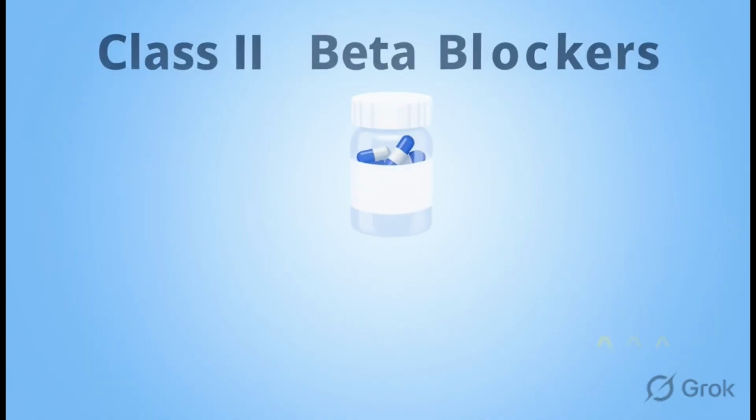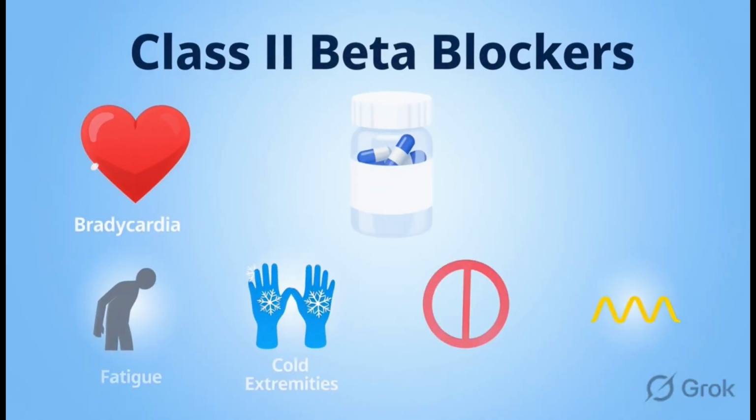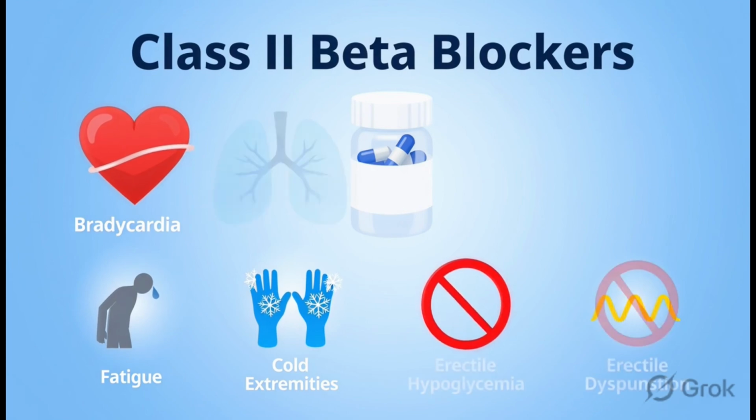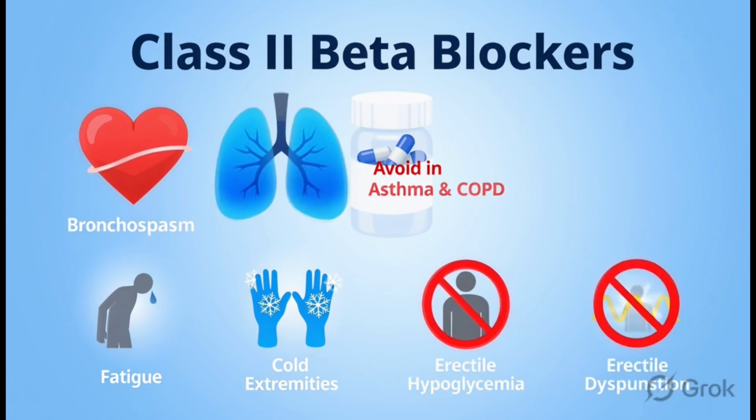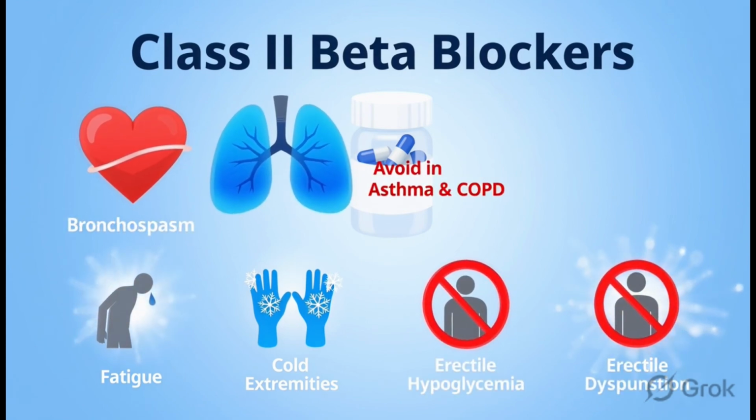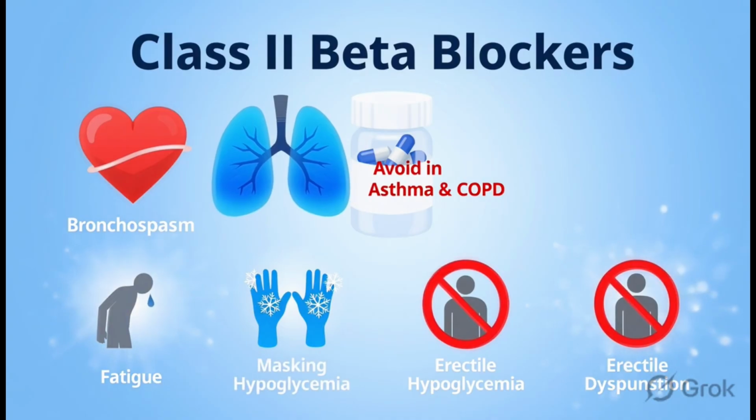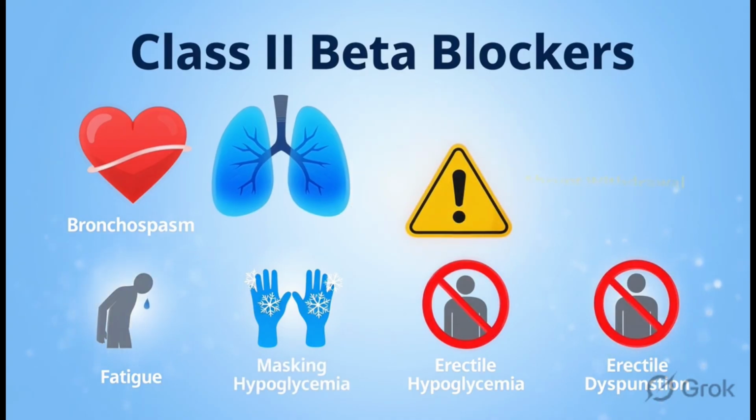Class 2, beta blockers can cause bradycardia and bronchospasm, so they're avoided in asthma and COPD. Fatigue, cold extremities, masking of hypoglycemia symptoms in diabetics, and erectile dysfunction. Abrupt withdrawal can trigger rebound angina or hypertension.